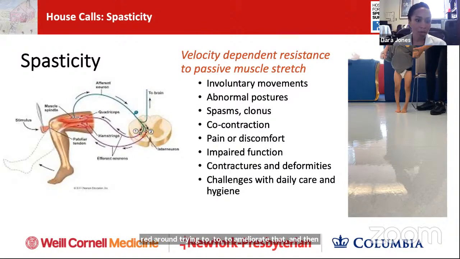And then all of our other targets are focused at different levels, whether that's at the muscle level or at the actual motor nerve level that's causing the contraction. Next slide.